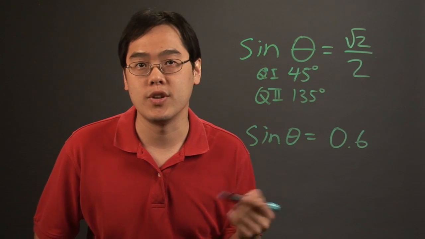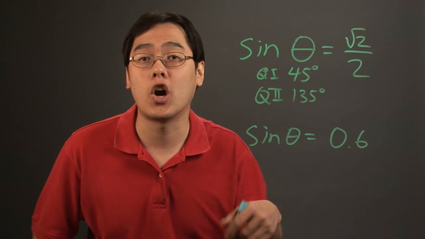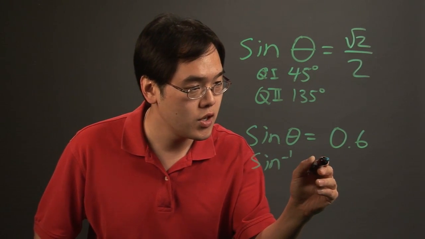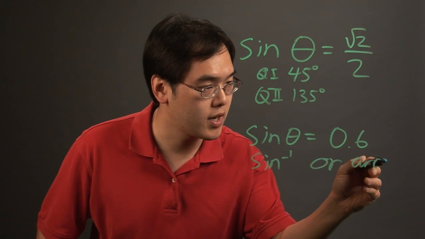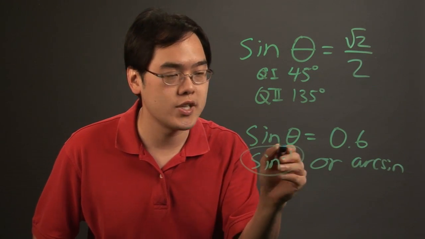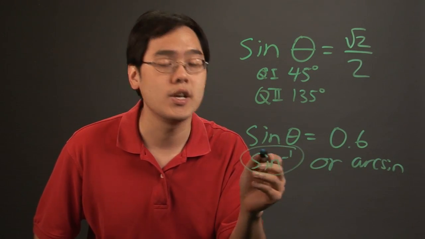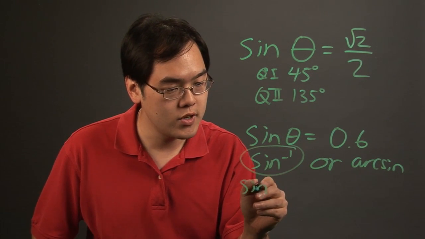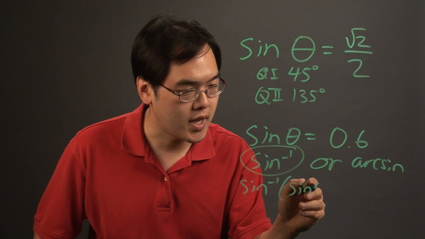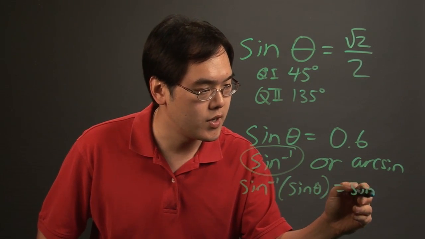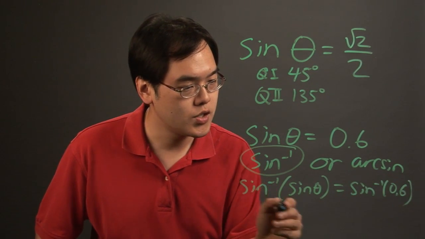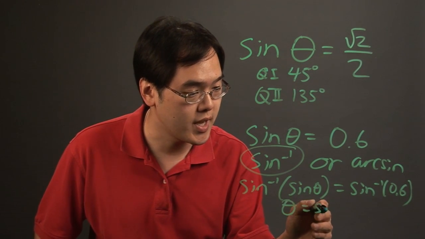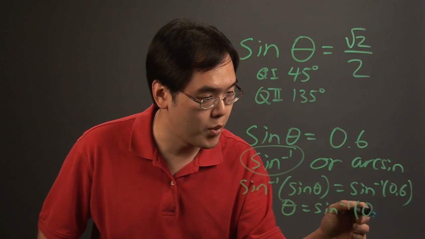So in this case, what you need to think about is to use the sine inverse or the arc sine function. They both mean the same thing. So it's the sine inverse, or folks can use arc sine. Let's just use sine inverse as an illustration. And so what you want to do is, in this particular case, take the sine inverse of both sides. So you have sine inverse of sine theta equals sine inverse of 0.6. What ends up happening is that the sine inverse and sine cancel each other out. You have theta is equal to sine inverse of 0.6.